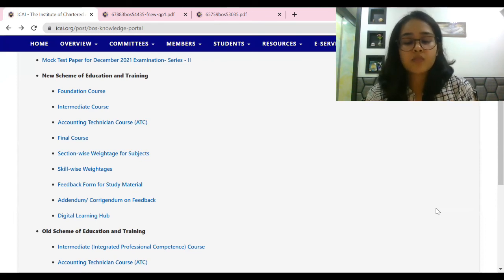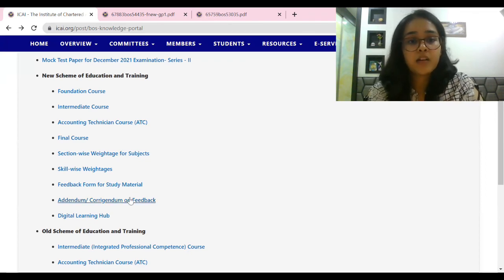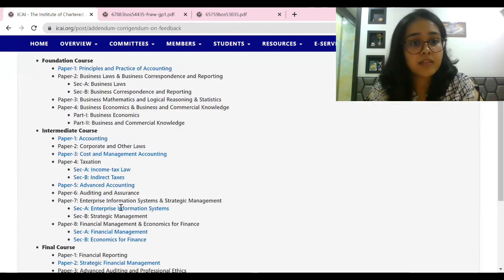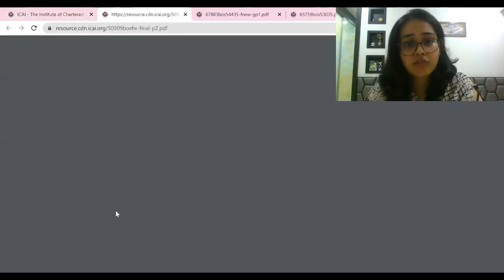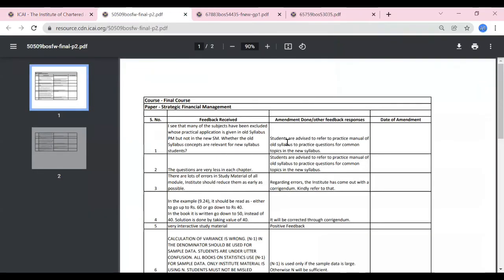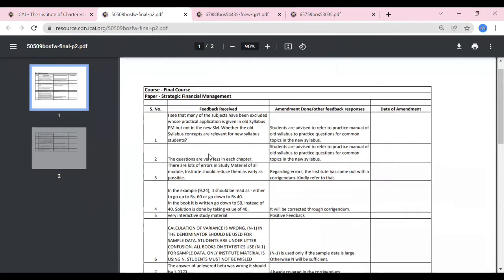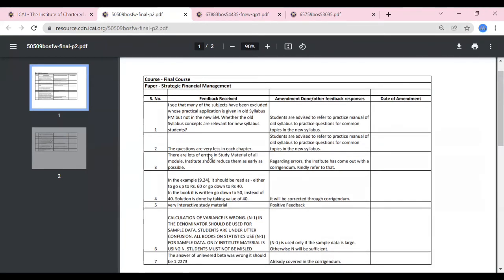There are some common queries which ICAI answers on its portal, that is through addendums and corrigendums. You can find it here. Let's pick any one, like strategic financial management. You will see that there are two common questions, feedback received. Let's say there were quite a number of questions in the module. So how ICAI has tried to address them is answered here. Sometimes it could provide you some additional information about some publication that you would have missed, or it could also provide you a solution to some of your questions. So do go through this page too if you get time.